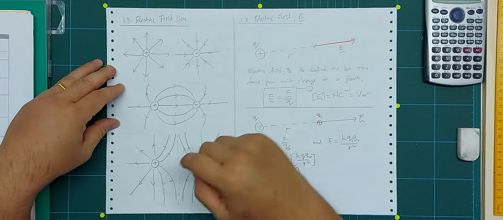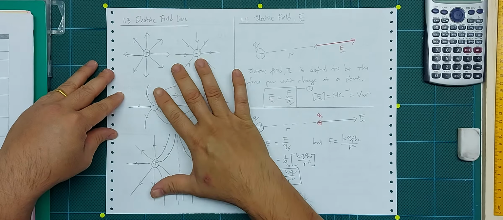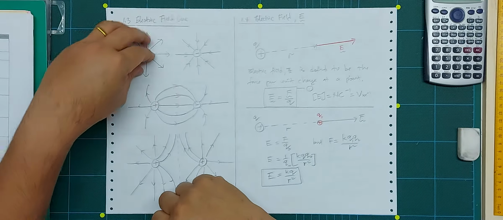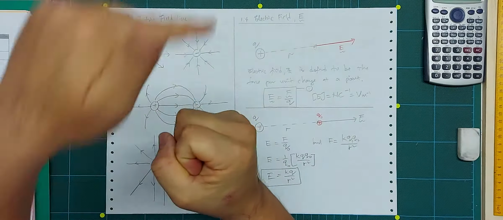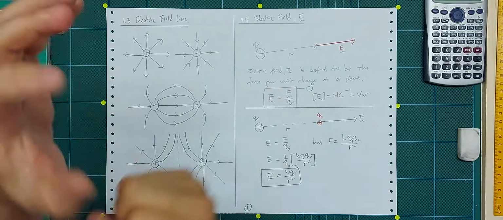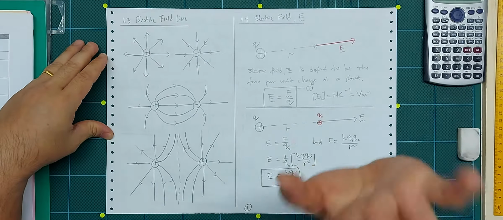Okay, and then of course we are looking at the two-dimensional. If it is three-dimensional, you can imagine that you have a charge at the center and 360 degree in every direction, three-dimensional. But you only do two-dimensional, so don't worry about that.